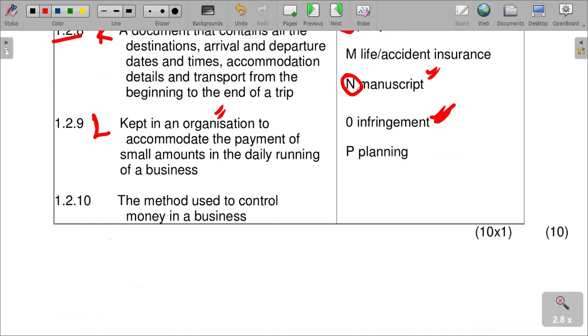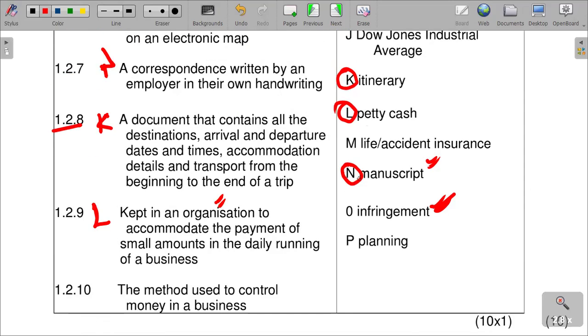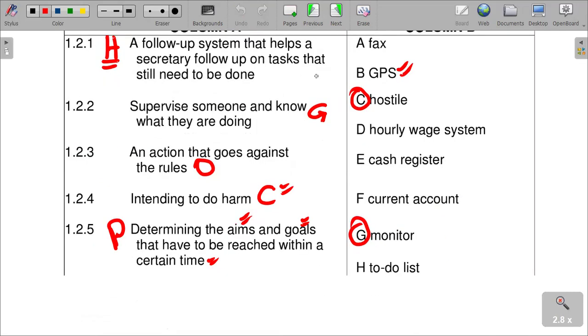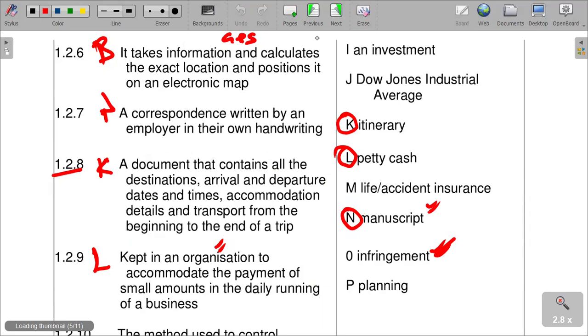And number 10, the method used to control money in a business. When money is controlled in a business, the method that is used, we talk about a cash register. A cash register is a method that is used to control money in a business.